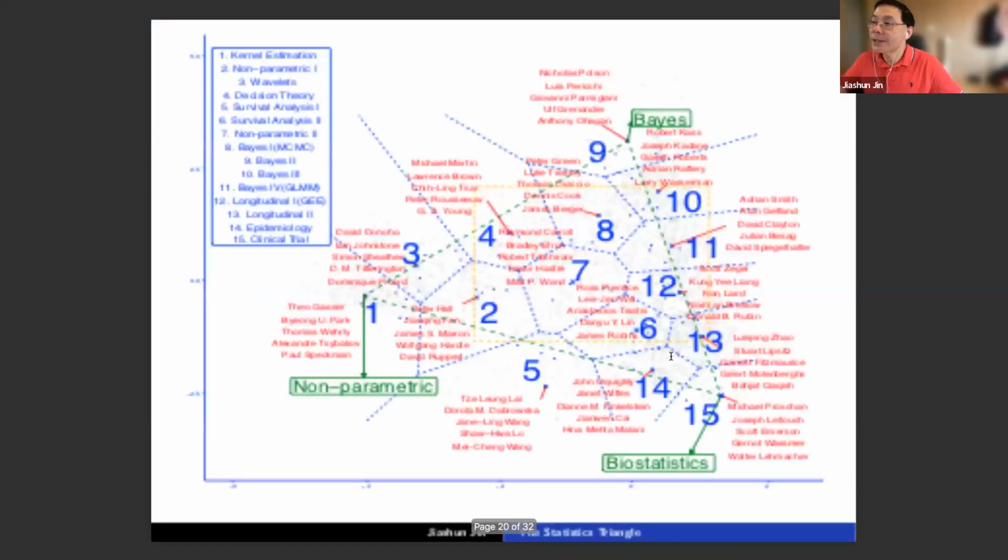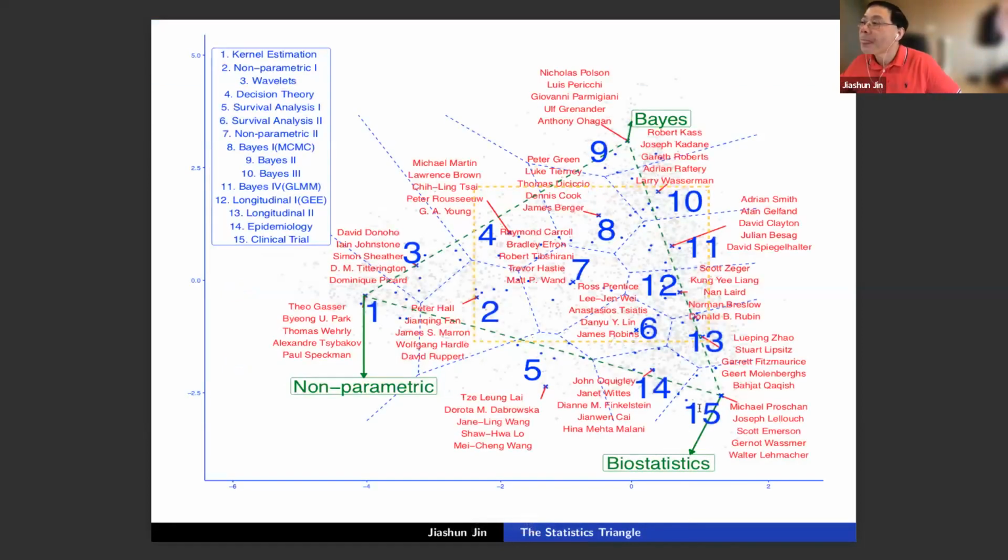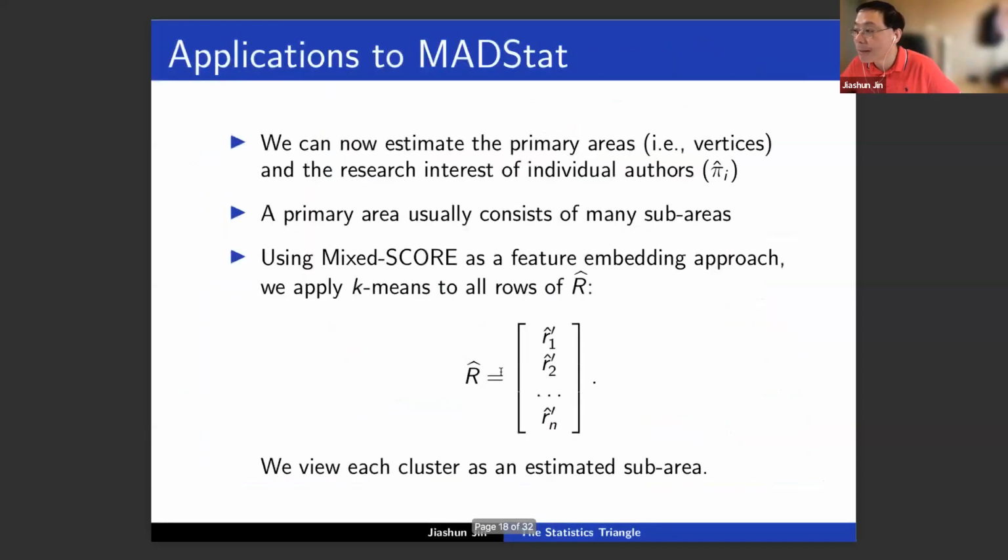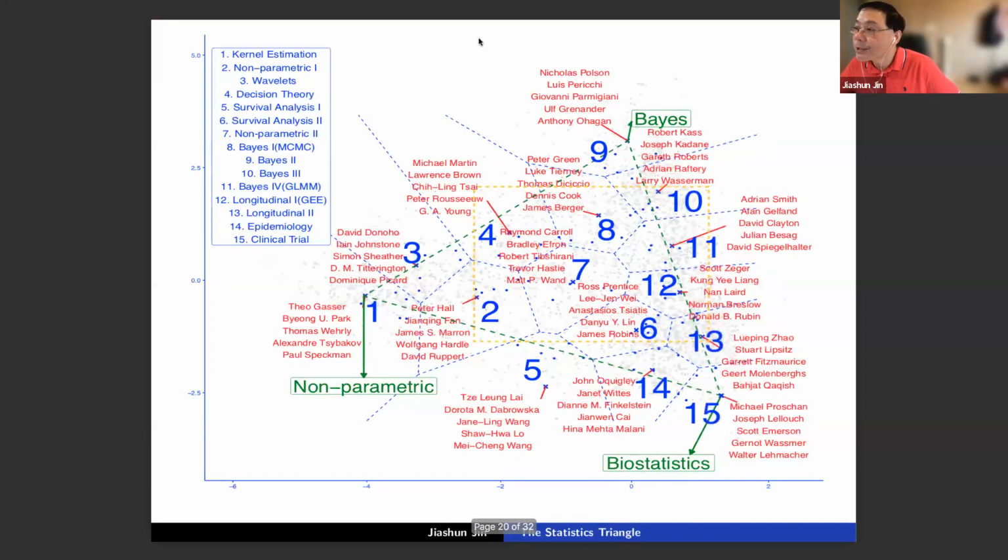So this is the result. Since K equals 3 is a triangle, these 3 vertices can be interpreted by longitudinal metrics, Bayes, and biostatistics respectively. You can also see that when we apply k-means, you have this kind of partition region. This is produced by the k-means algorithm applied to this matrix. These are all the regions identified by k-means, and we have 15 of them.